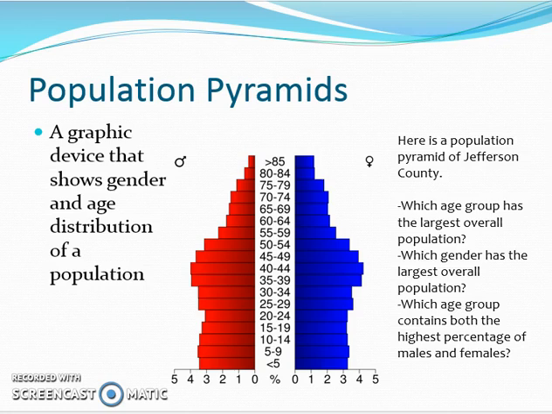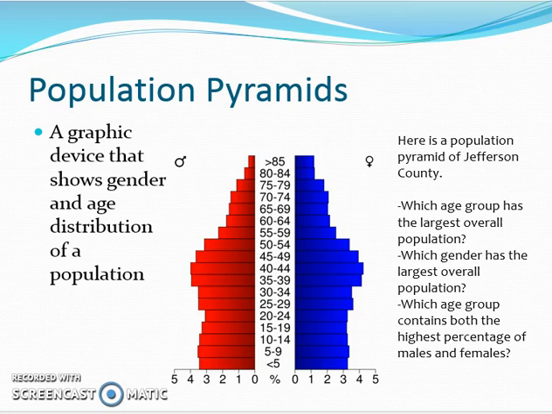One tool that geographers sometimes use is called a population pyramid. And it's what you see on your screen right there. It's a device that shows how populations are distributed by age and gender. So you're seeing female on the right in the blue and males on the left in the red. And this is a population pyramid of Jefferson County from a few years ago. And again, it just shows how many people are alive in each age group in a given population.